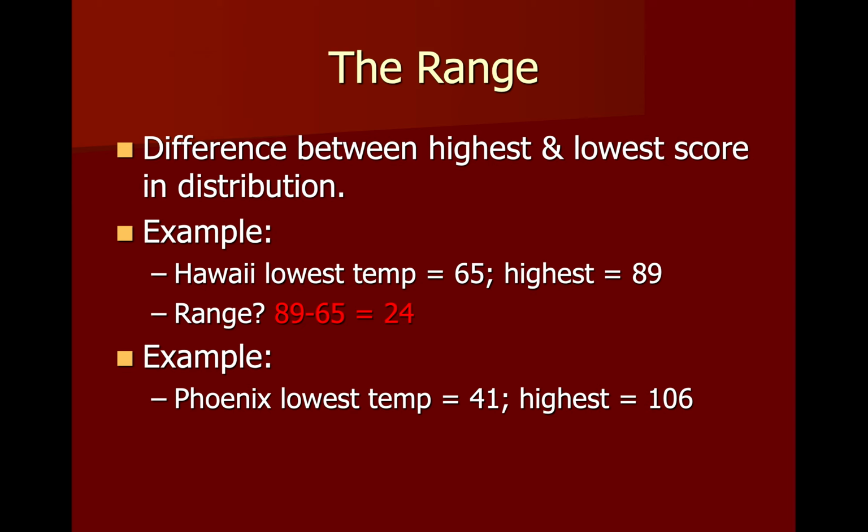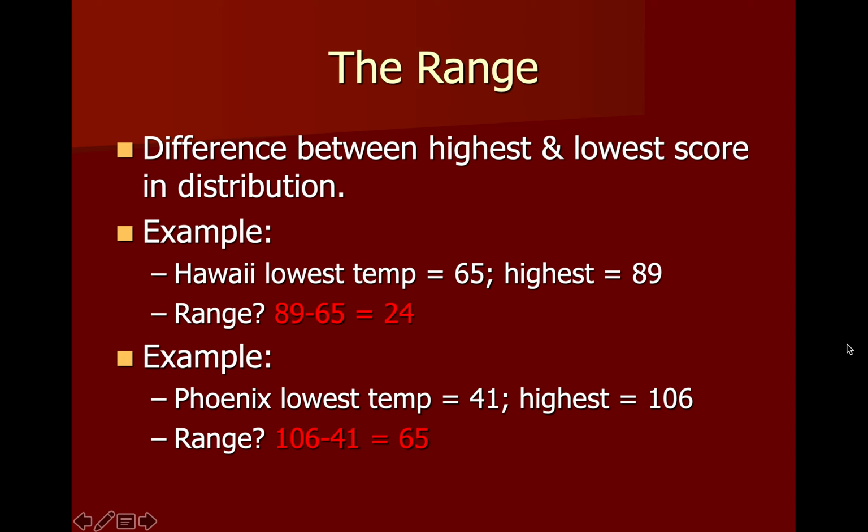This is the difference between the highest and the lowest score in a distribution. So for example, going back to that Hawaii, the lowest temperature in Hawaii was 65 and the highest was 89. So the range would be 89 minus 65, which is 24. Go ahead and calculate Phoenix. Alrighty, the range is 65 for Phoenix, so that's quite different in Phoenix than it is in Hawaii.